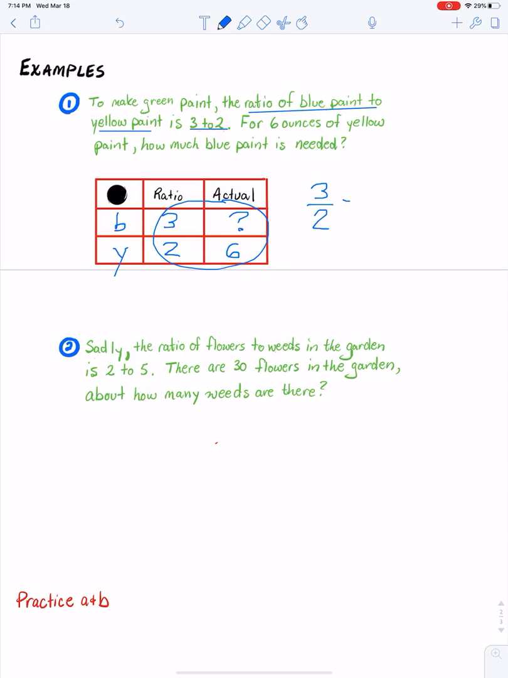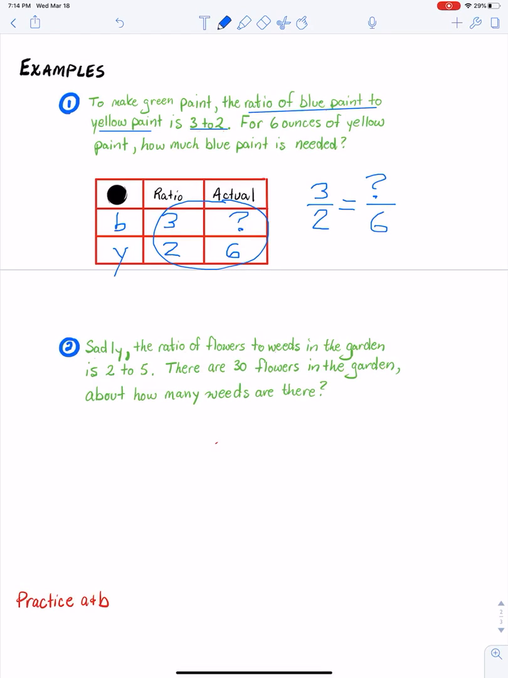Now I'm going to write it the way you're used to seeing them. 3/2 equals something over 6. This should look quite familiar to you. Whenever you've been doing the fractions and adding and subtracting, you've needed a common denominator. And to get that common denominator, you've had to find the equivalent fraction. That's what we have here.